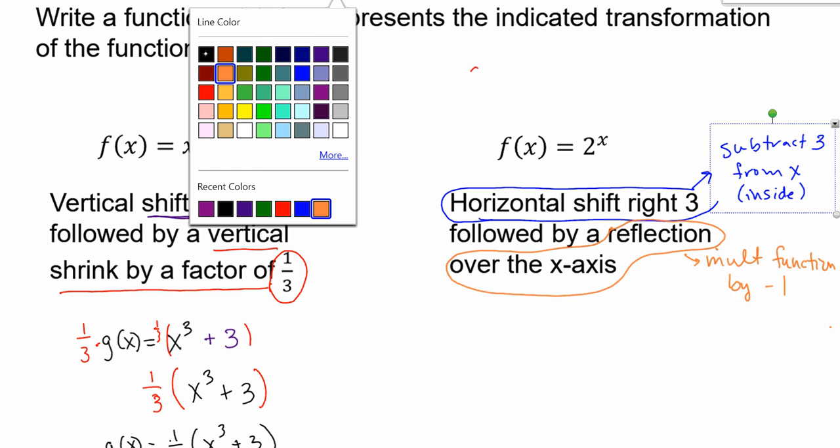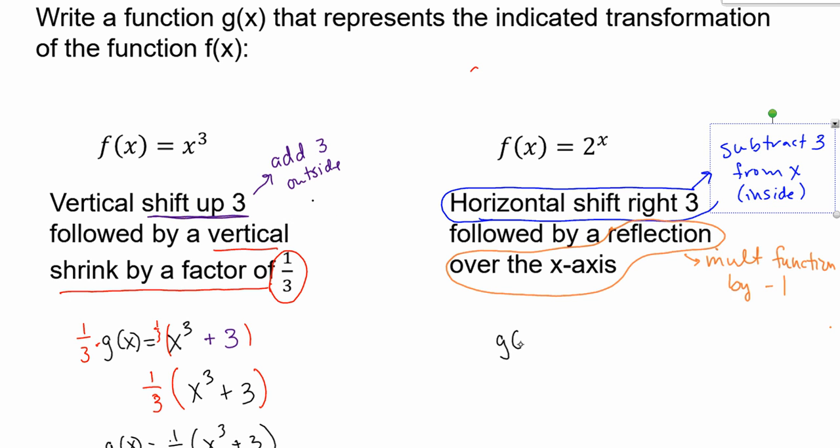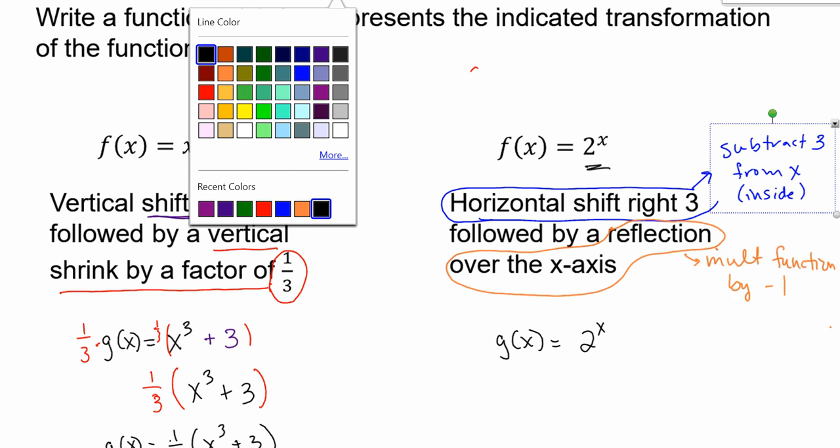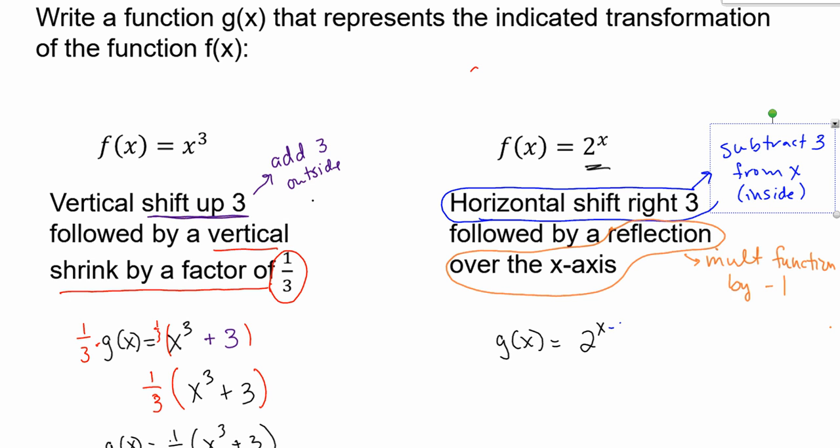Okay, let's apply our transformations. G of x starts out as the original, 2 to the x power. Now our first move is to subtract 3 from the x. Well, if x is up here in the power, that means when I subtract 3, I've got to subtract it from that power. Okay, and then the second change is to multiply the function by -1. So all that's going to be is -1 times that stuff right there.